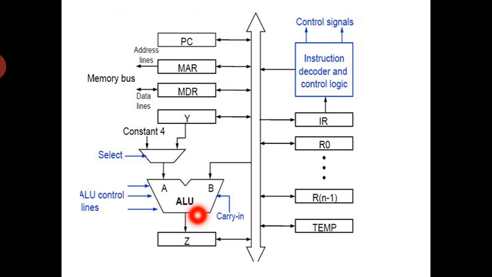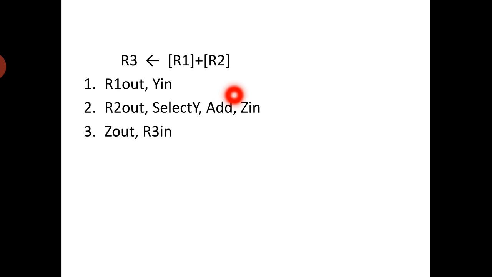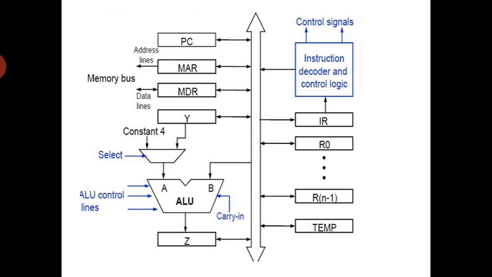The Z register will also have two control signals, Z in and Z out. Whenever Z in is high, the result which is produced by the ALU is stored in Z. So after the addition operation, we have to activate the Z in control signal. Whenever we activate this Z in control signal, the addition result is stored in the Z temporary register. So now our sum is stored in this Z register.